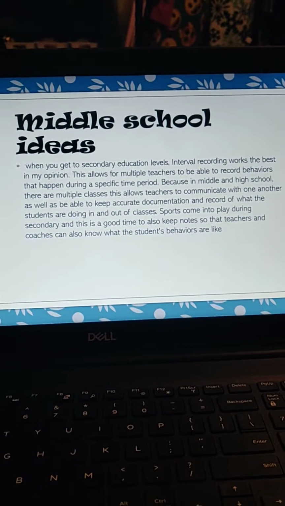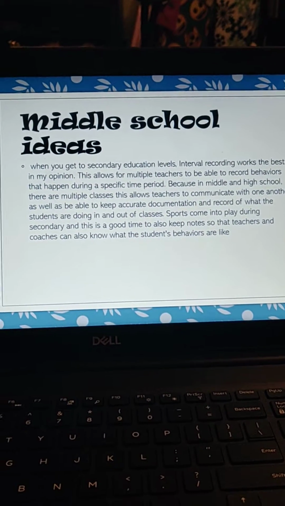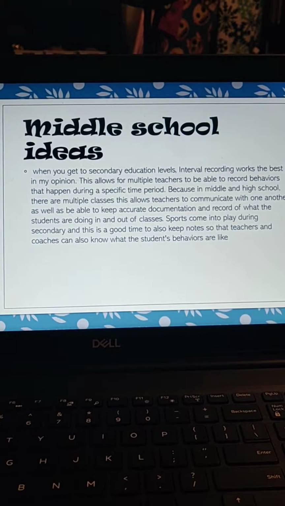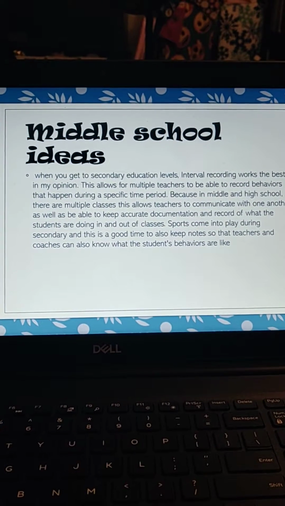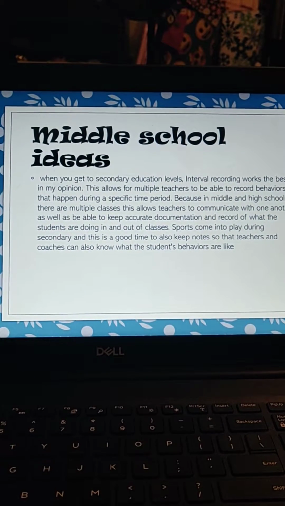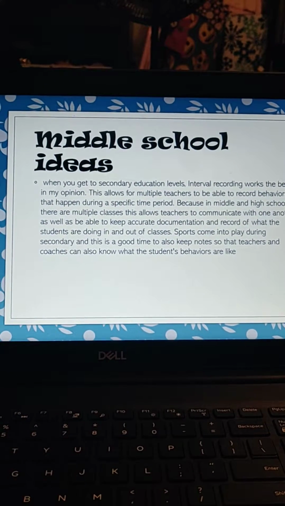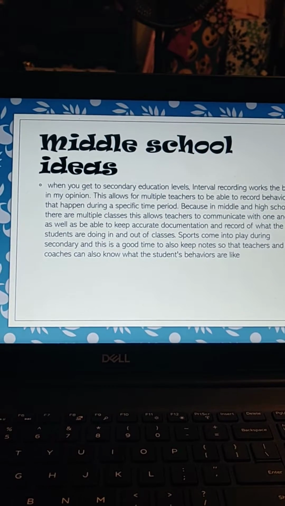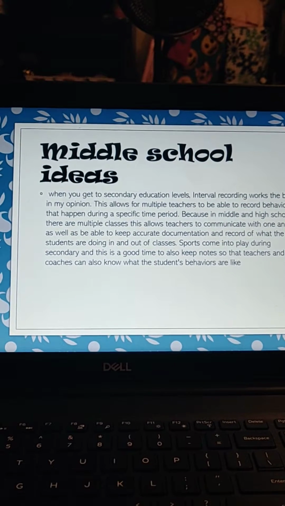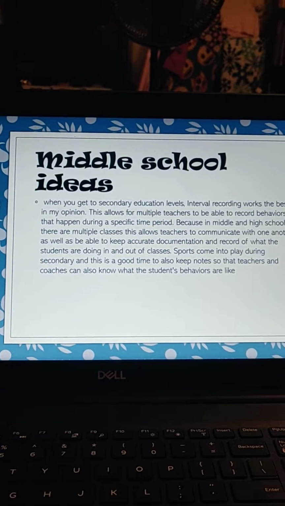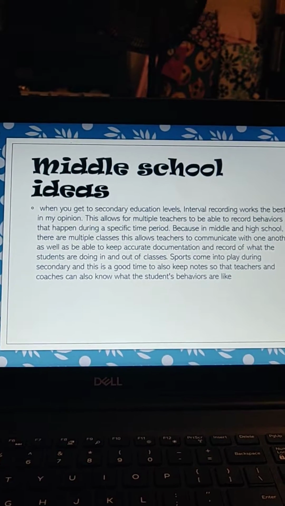This allows one teacher to talk to another teacher, as well as one teacher to be able to log information in PowerSchool or whatever the district is using. And it allows the teacher to communicate with the principal if there's a behavior in the classroom.